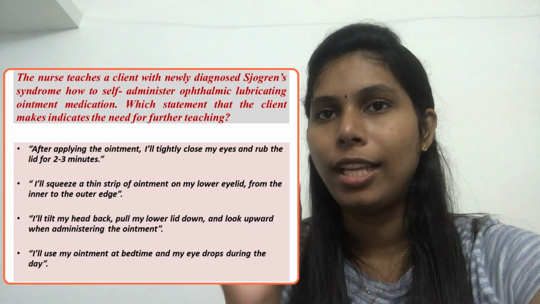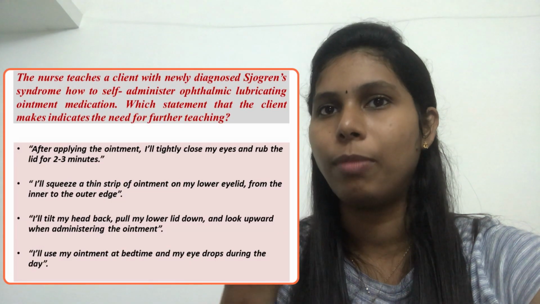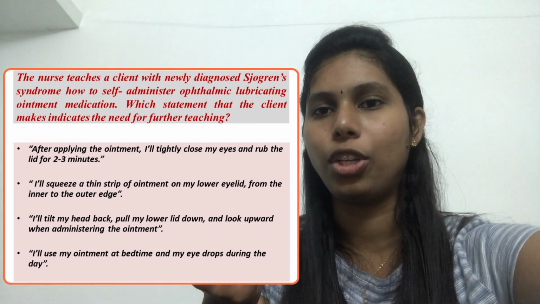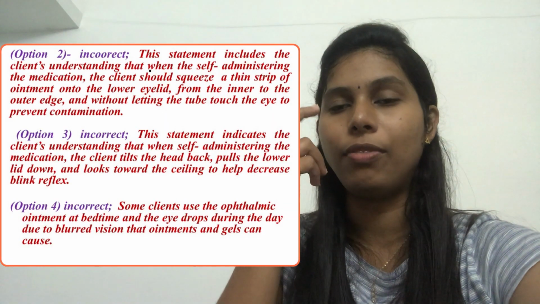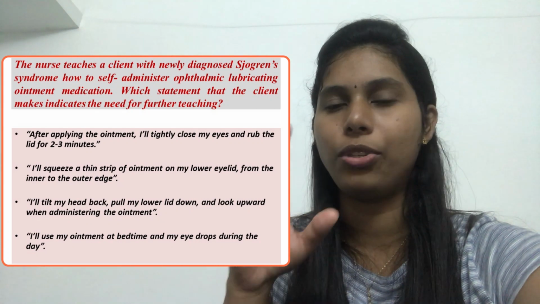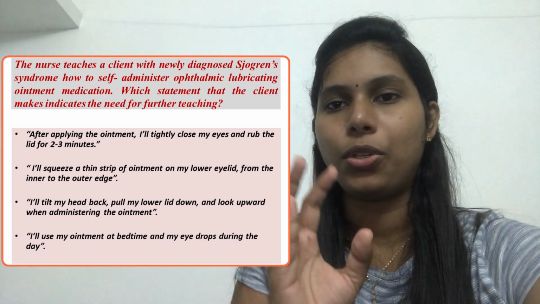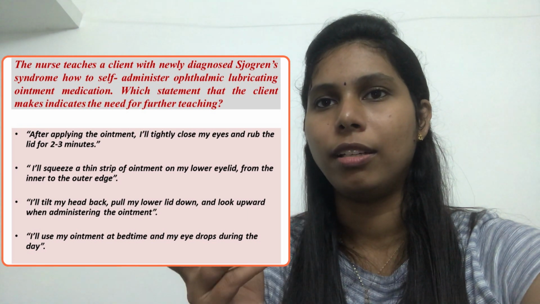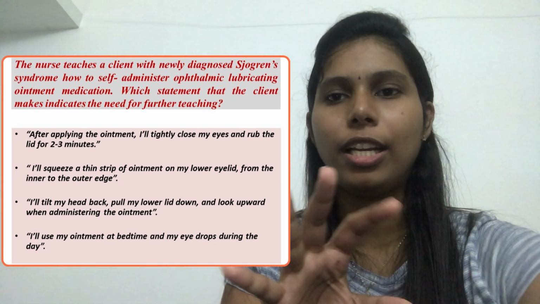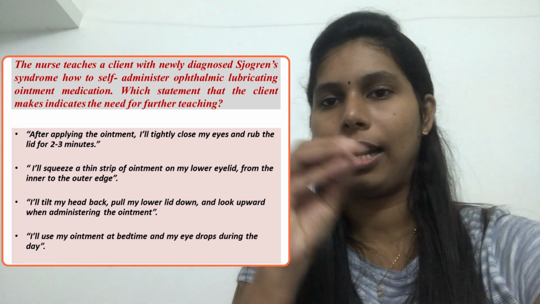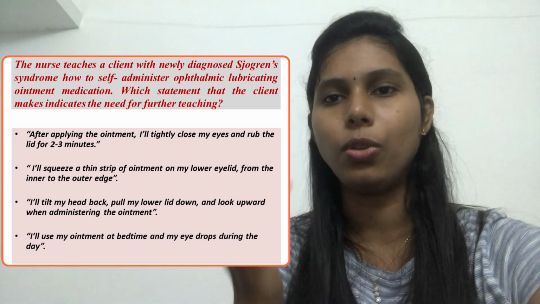Second option, I will squeeze a thin strip of ointment on my lower eyelid from the inner to outer edge. That is our step we already studied. Take a small thin strip of ointment and apply it to the lower eyelid from inner to outer canthus. Then, I will tilt my head back, pull my lower lid down and look upward when administering the ointment. That is also the first step, the position for the instillation of eye drops. Then the last option, I will use my ointment at bedtime and my eye drops during the day. There is no misinterpretation or wrong connection with this statement. So that one also we can eliminate.